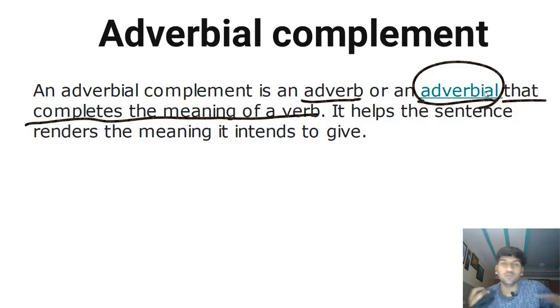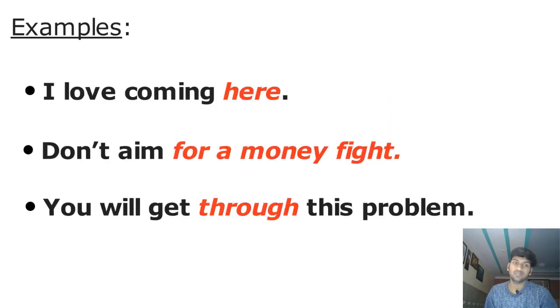So you can also call it a verb complement, but in English we generally call it an adverbial complement because it's an adverbial. But understand the basic: it is a verb complement because it's completing the meaning of a verb. So we should be calling it a verb complement, but it's generally known as an adverbial complement, right? What it does is help the sentence render the meaning the writer or speaker wants to give. Let me show you some examples and make you understand.